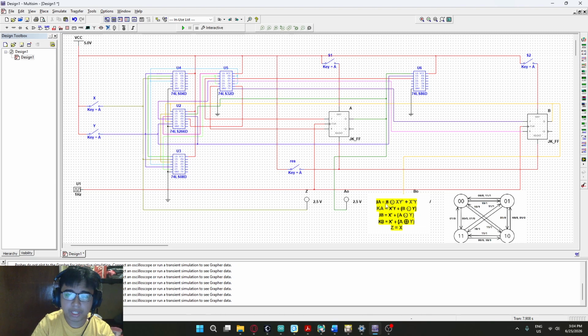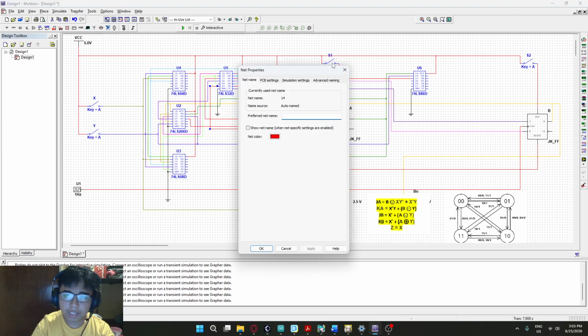Now starting with JA, output B is placed into an XNOR gate with the ANDed value of input x and the inverted input y. The value of that is then placed into an OR gate with the inverted input x and input y to produce the J input for the A flip-flop.